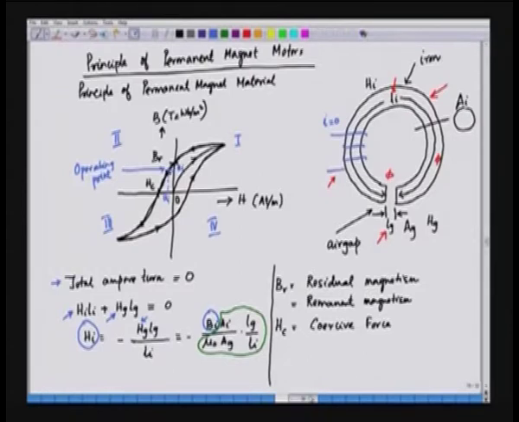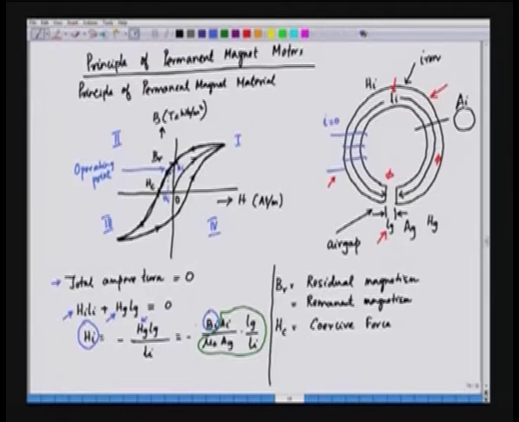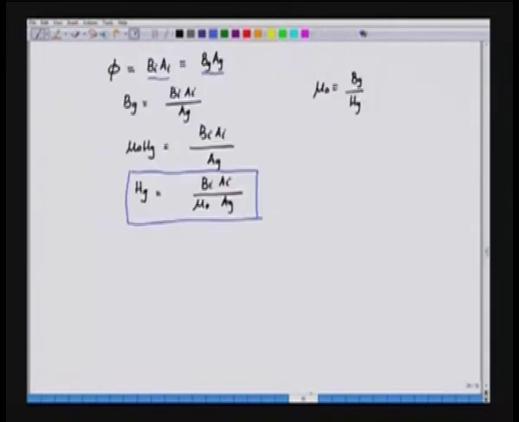Now, let us try to see in a little more detailed way. We have already seen that Hi is given by this expression. Now, we will try to derive what is Hi by Bi. If I redraw this characteristic here, I am only drawing the second quadrant characteristic. This is the y axis B, this is the x axis, that is H, and this is the second quadrant.